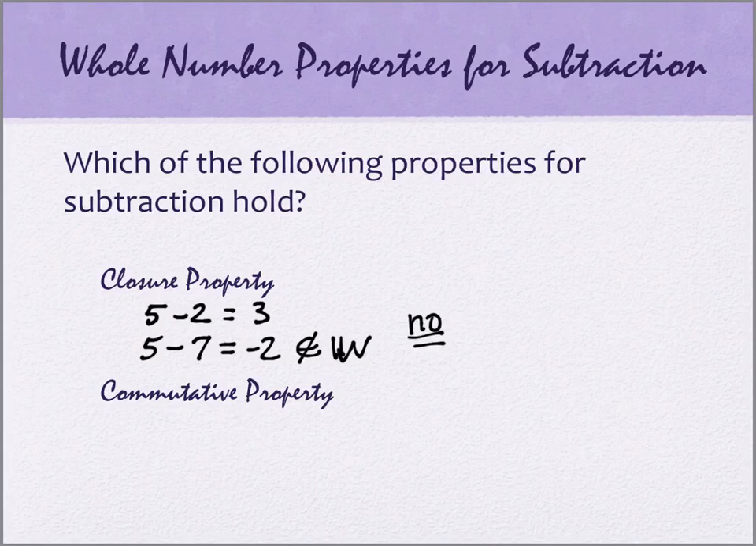How about commutative? Can you give me an example, Brooklyn? Well, 7 minus 3 is not the same as 3 minus 7. Good. 7 minus 3 does not equal 3 minus 7. The order of subtraction matters, right? It really does. So there's no commutativity for subtraction.